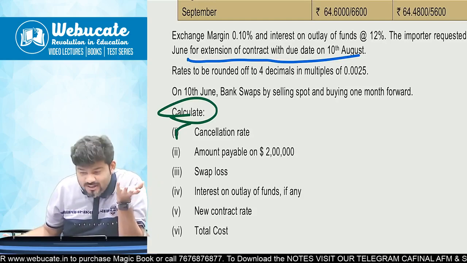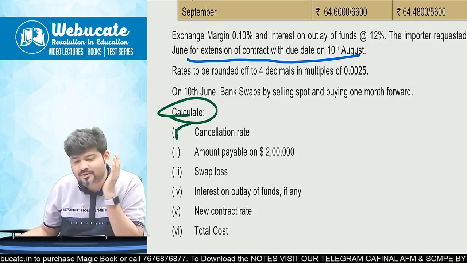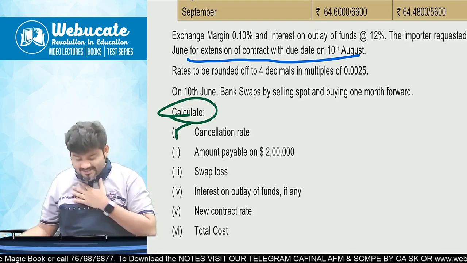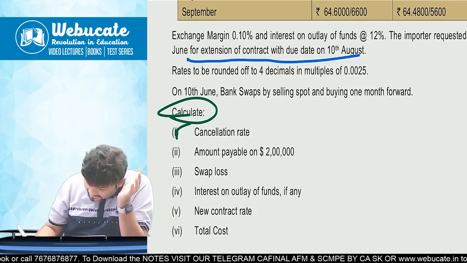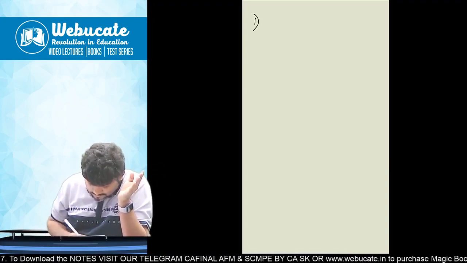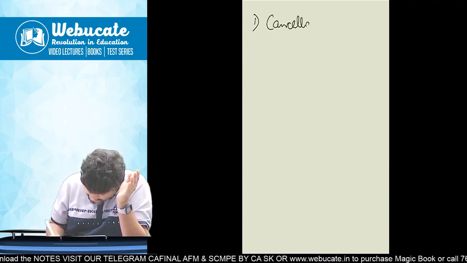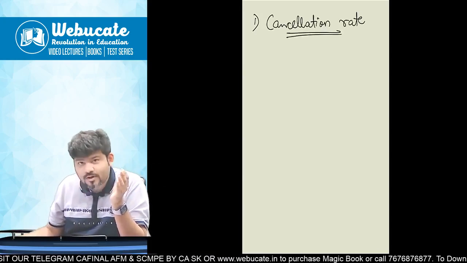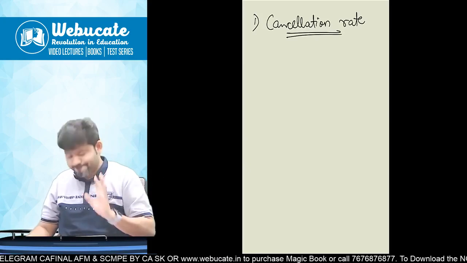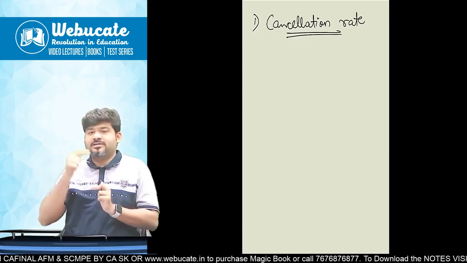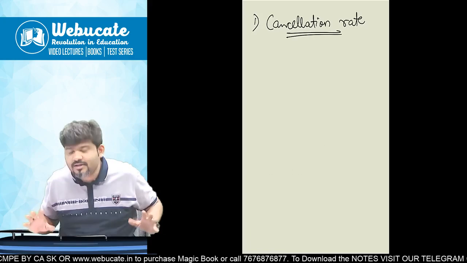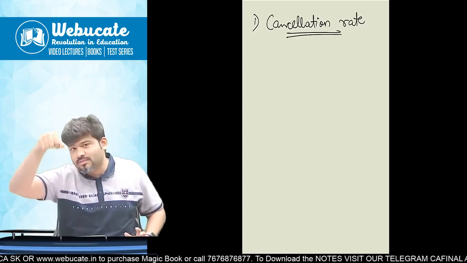And that is calculation of all the things that ICA has asked in the question. And the first is cancellation rate. Tell me, what is the cancellation rate? Now, I'll tell you. See, all of the things will have to be from the customer's angle. Because who is going to bear all the cancellation cost and everything? The customer. Correct.